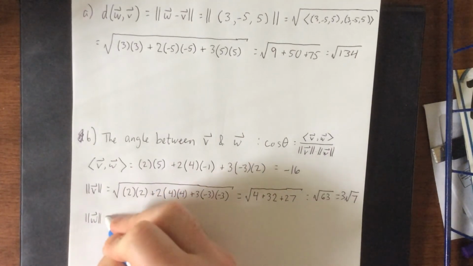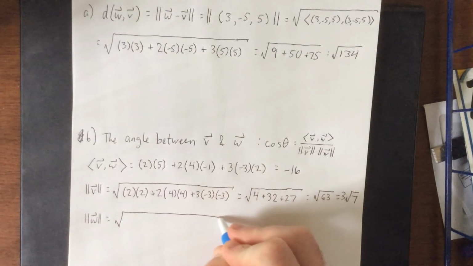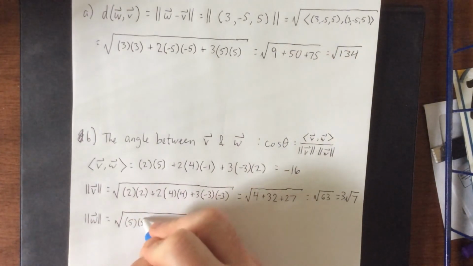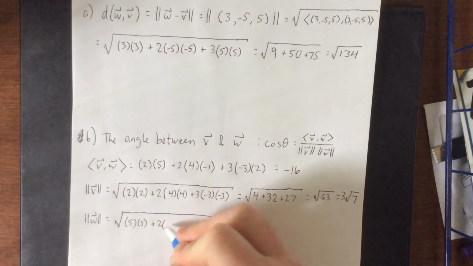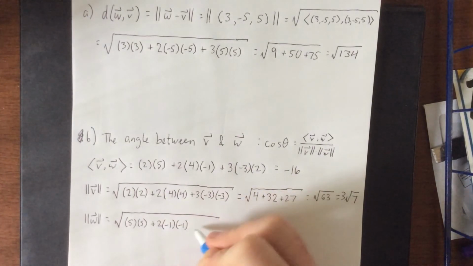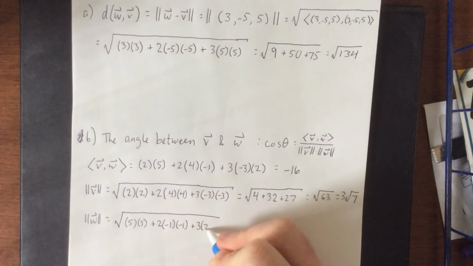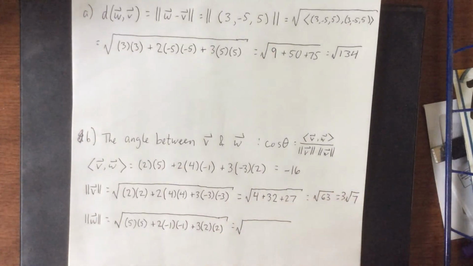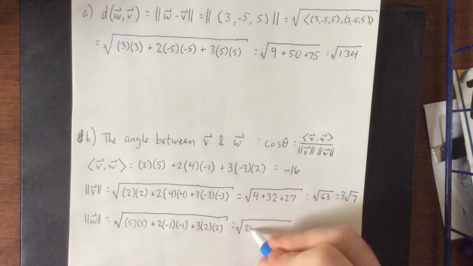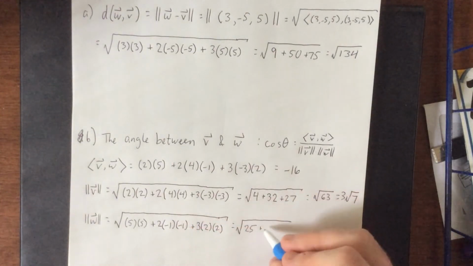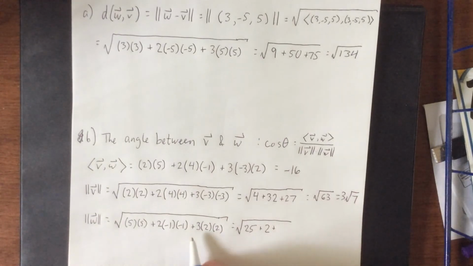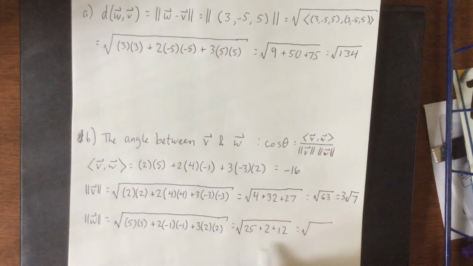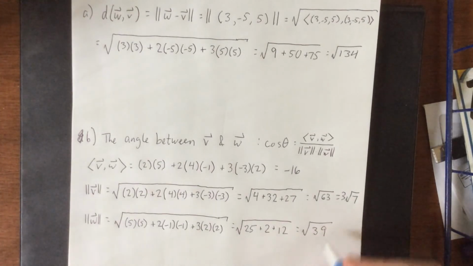Finally, for the magnitude of w, this calculation will look very similar. We multiply first component by first component, that's 5 times 5, plus 2 times the product of the second component with the second component, plus 3 times the product of the third component with the third component. 5 times 5 will give us 25. 2 times negative 1 times negative 1 will give us 2. 3 times 2 times 2 will give us 12. Adding all this together will give us square root of 39.